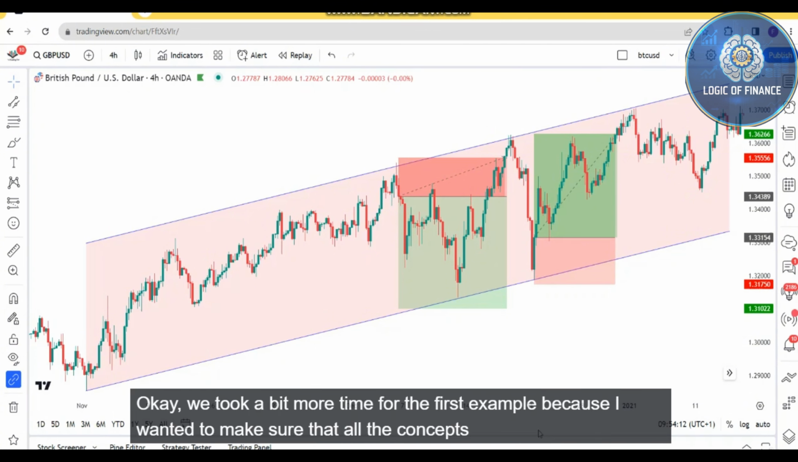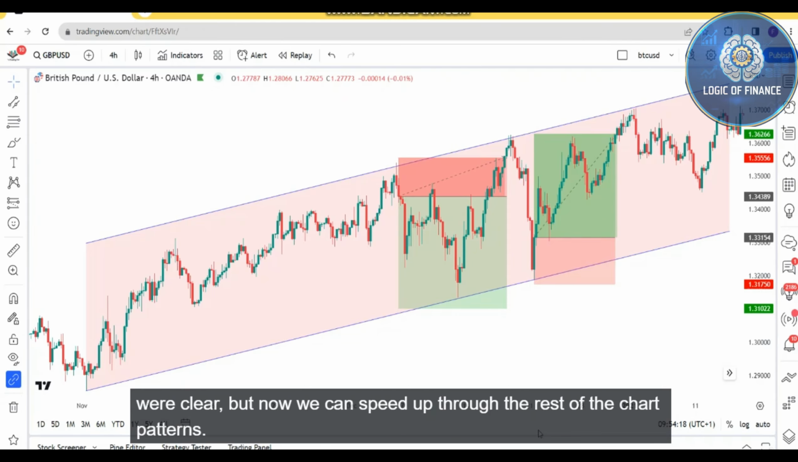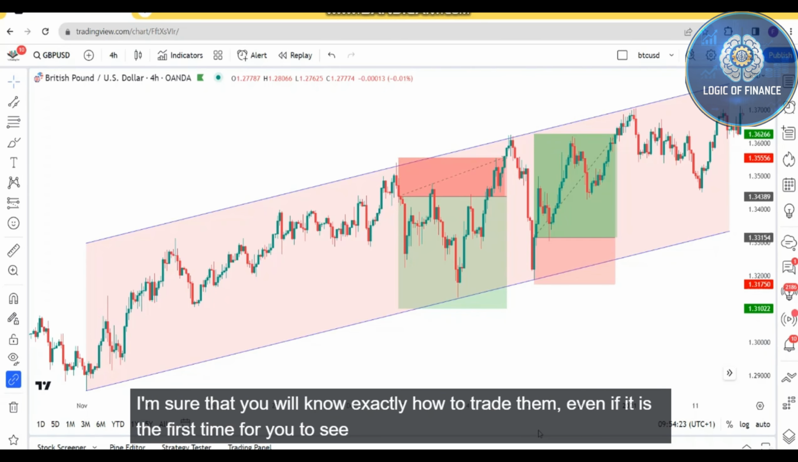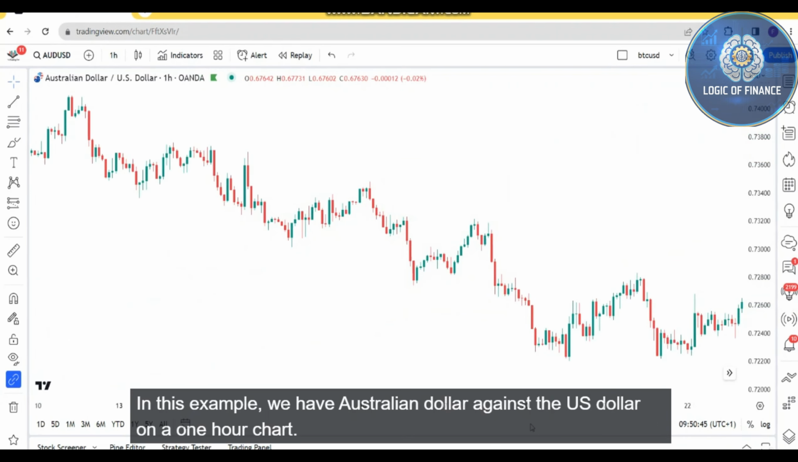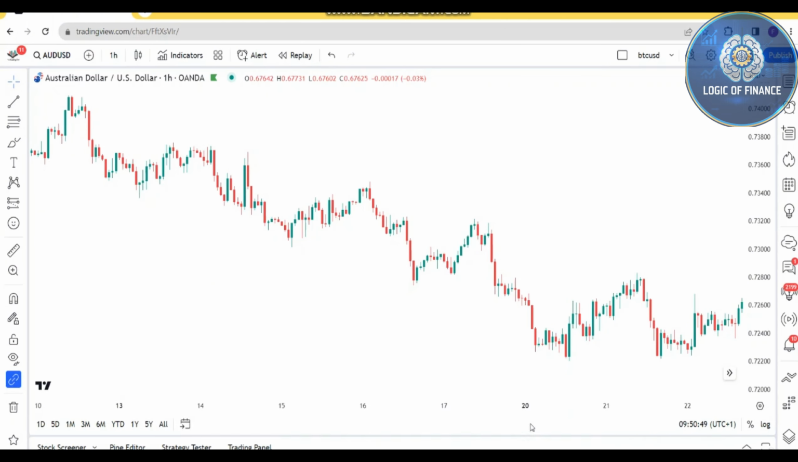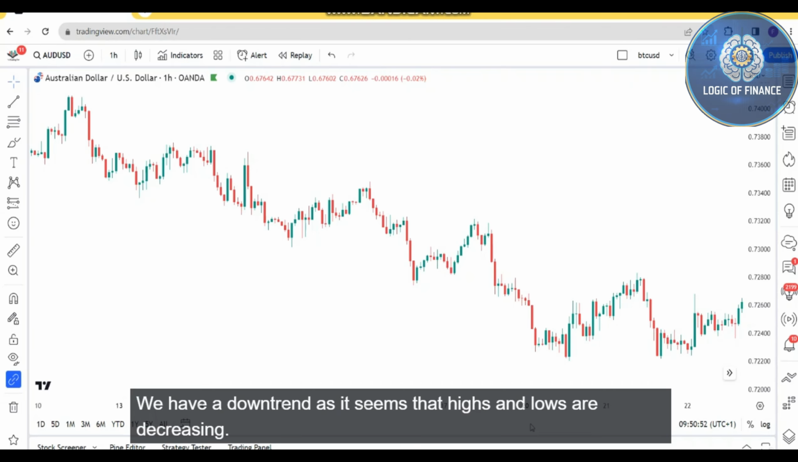Okay, we took a bit more time for the first example because I wanted to make sure that all the concepts were clear, but now we can speed up through the rest of the chart patterns. I'm sure that you will know exactly how to trade them, even if it is the first time for you to see them. In this example, we have Australian dollar against US dollar on a 1-hour chart. We have a downtrend as it seems that highs and lows are decreasing.